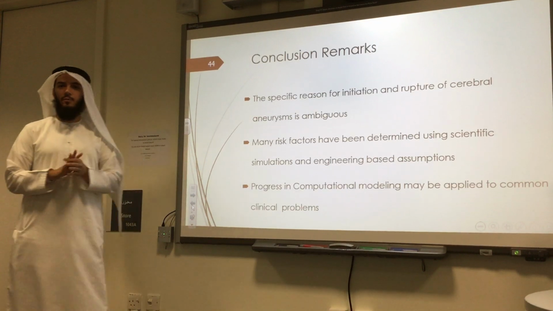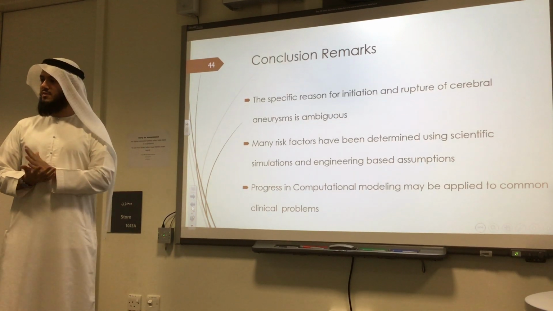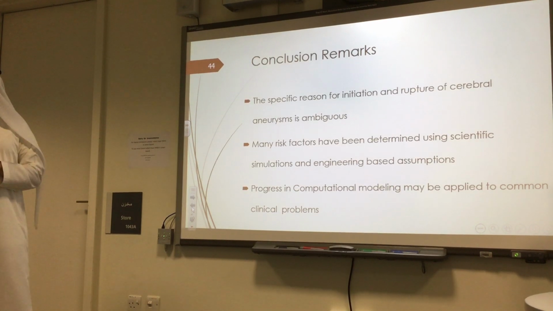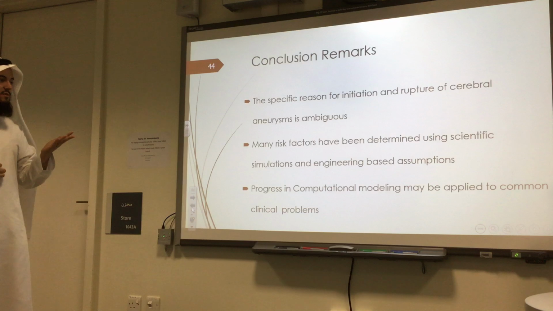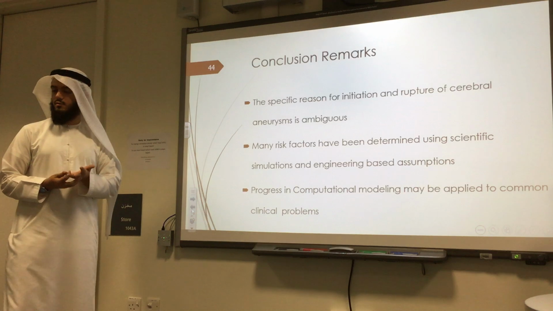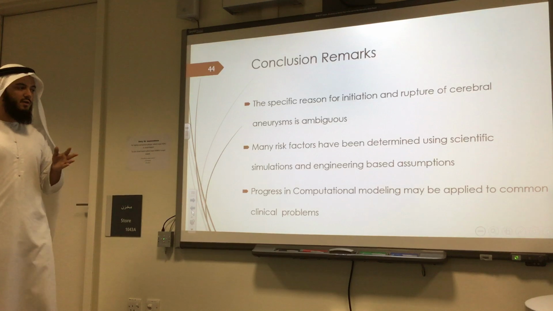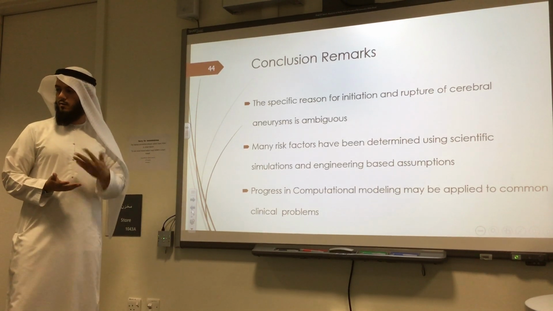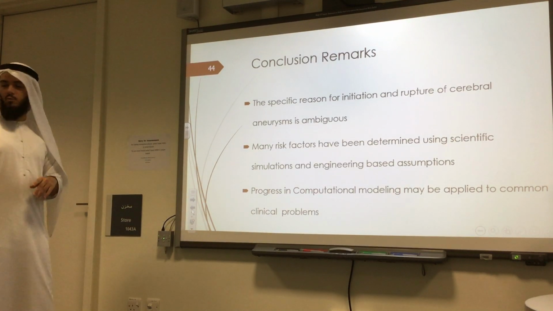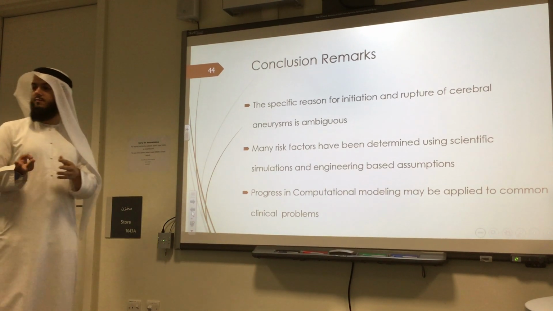So now the conclusion of my presentation. First of all, the specific reason for the rupture of the aneurysm is ambiguous. We don't know, but we can tell you some risk factors. And many risk factors have been determined by medical doctors. But using our scientific simulations and our engineering assumptions, we give them more risk factors like wall shear stress and shell stresses and strains. Basically, they consider the age, they consider if he's smoking or not smoking, they consider the family history.